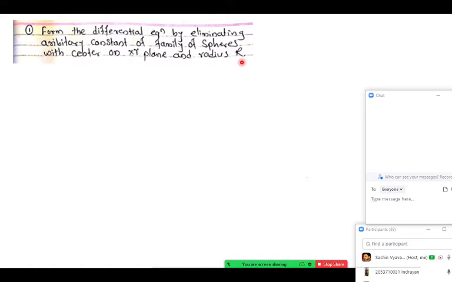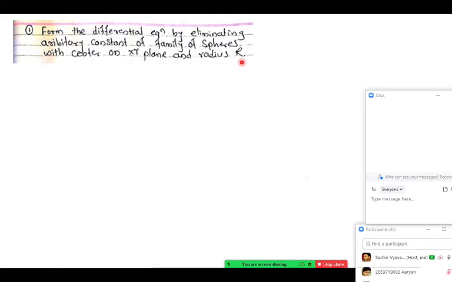Yes, the circle. X minus a whole square plus y minus b whole square plus z square equal to r square. Yes, correct. I think it is Ankur who answered. Ankur again.